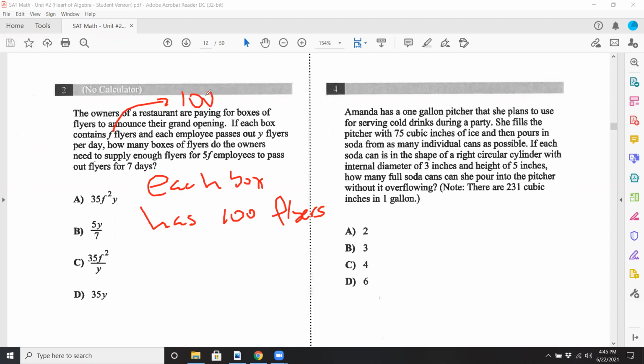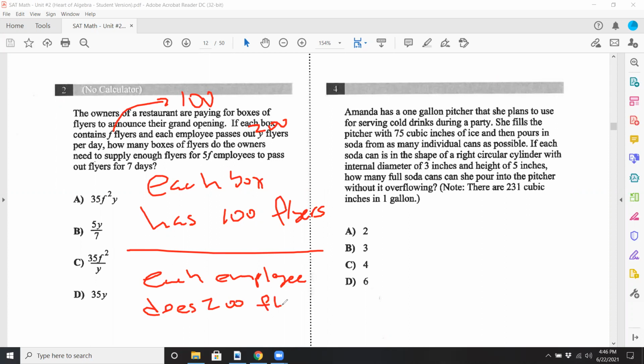Why would you do that? I don't know. Make it simple for yourself. 100 flyers. And let's say each employee does 200 flyers per day.